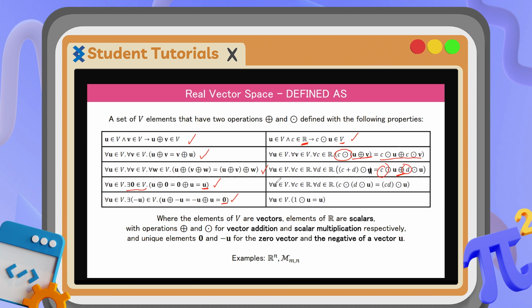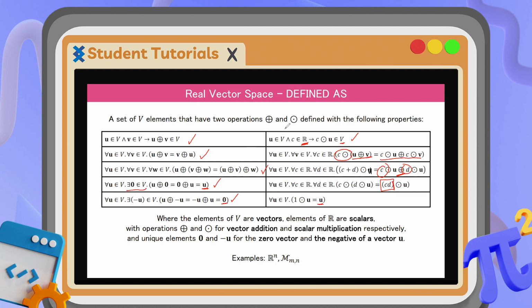Then we have for all elements u part of the set V, for all scalars c, and for all scalars d, which are both real numbers. It is similar to the associative property, wherein regardless of which one is applied first in scalar multiplication, it should give you the same result. Take note also that this multiplication refers to the arithmetic multiplication that we're all familiar with. Next is the identity property, wherein multiplying it by the scalar 1 should just give us the same original vector for all vectors u in the set V.